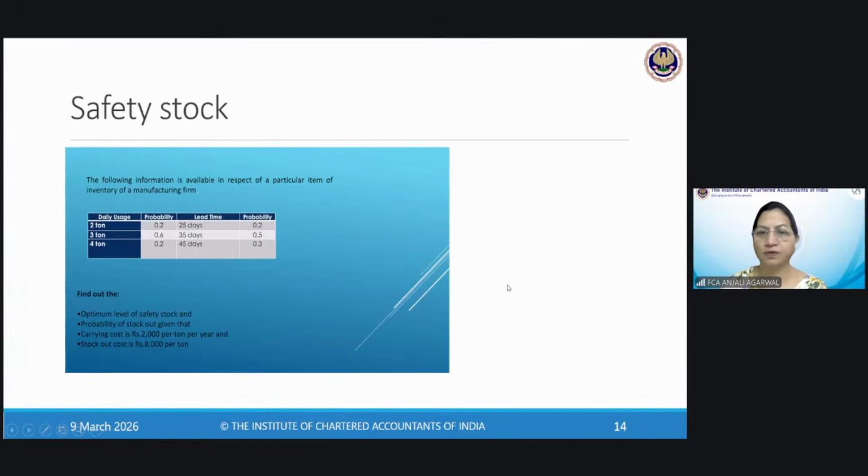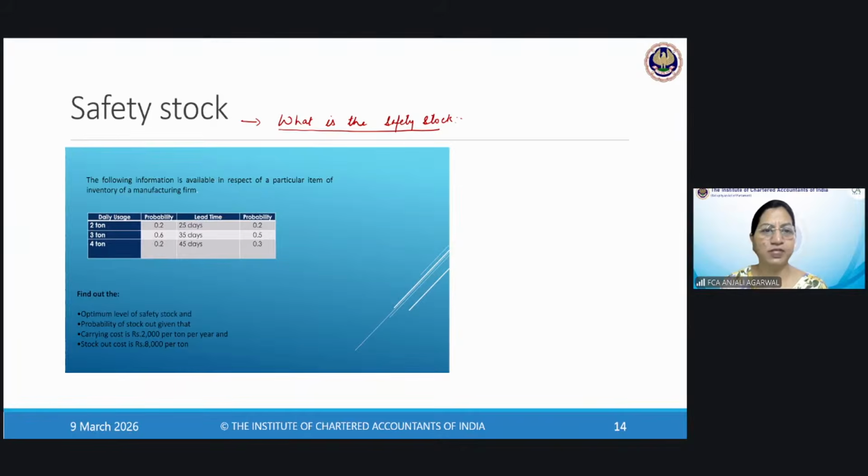Now I'll come on to the next topic. What should be the safety stock? And you have one illustration in your books. How do we calculate the safety stock? If you understand this illustration, you will be able to manage the question or illustration in your book easily.